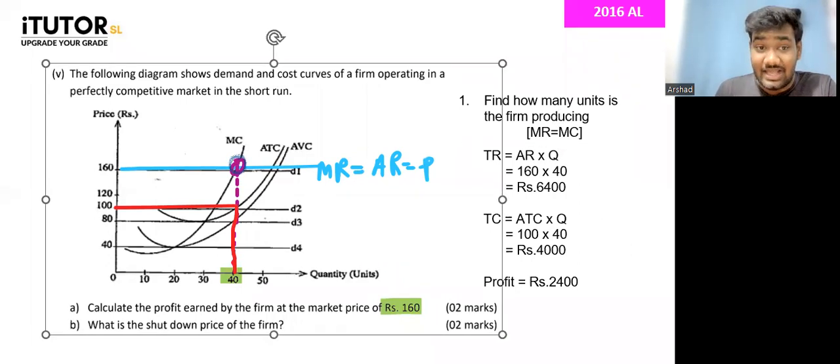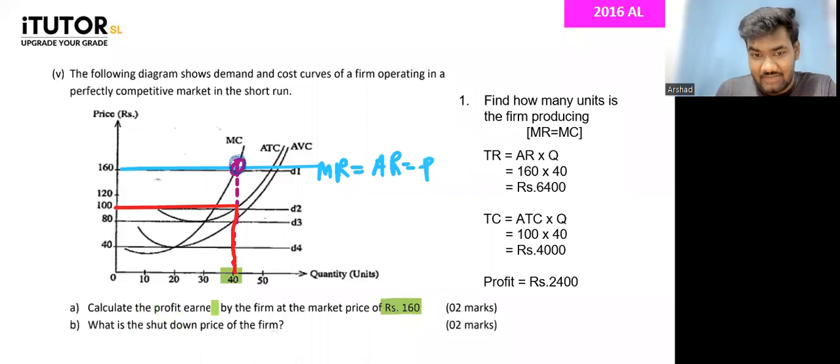Is that okay, guys? Can you all handle a question like that? Profit, even when given a diagram. The most important thing is finding where MR equals MC and finding that quantity. If you don't find that, you get the whole thing wrong.